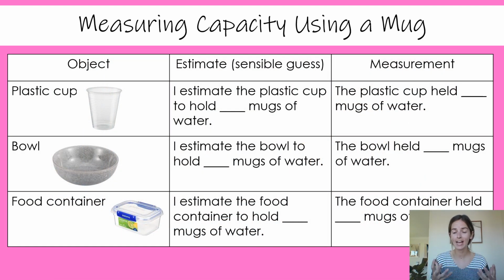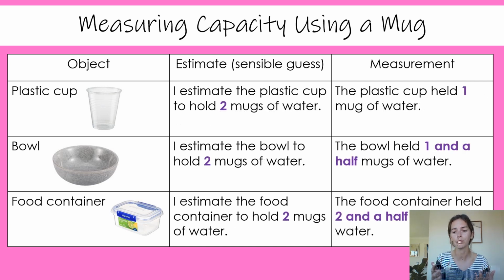Okay, everyone, now that I have demonstrated the activity, now that I'm finished, I have created this table. And as you can see, I've got my objects, which is the plastic cup, the bowl, and the food container. Then in my middle column, I've got my sensible guesses, my estimates. And the sentence says, I estimate the plastic cup to hold something mugs of water. And where I have left spaces is for you to fill out. So I'm going to show you my example, and remember, I measured capacity using a mug. And this is what it looks like.